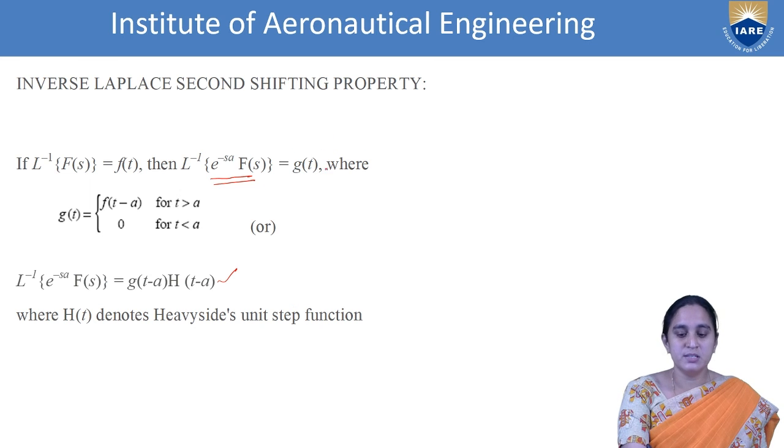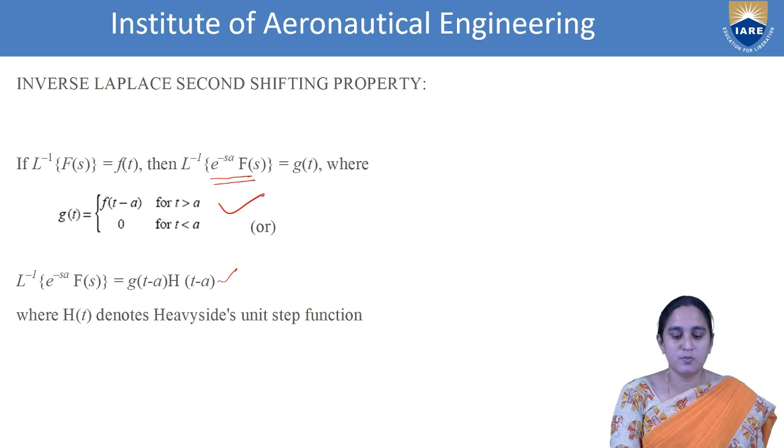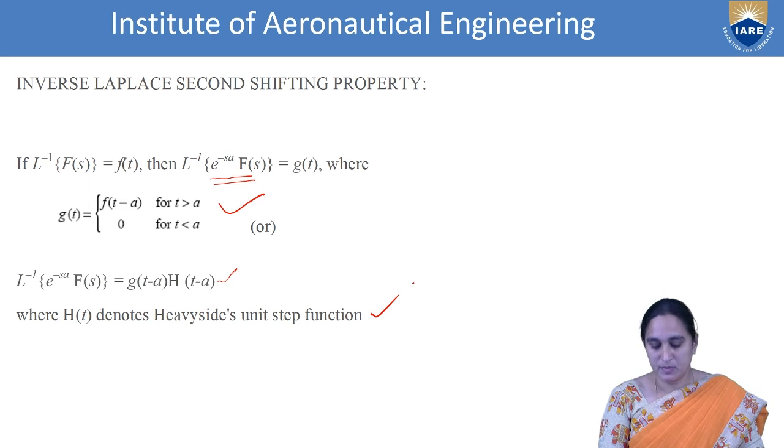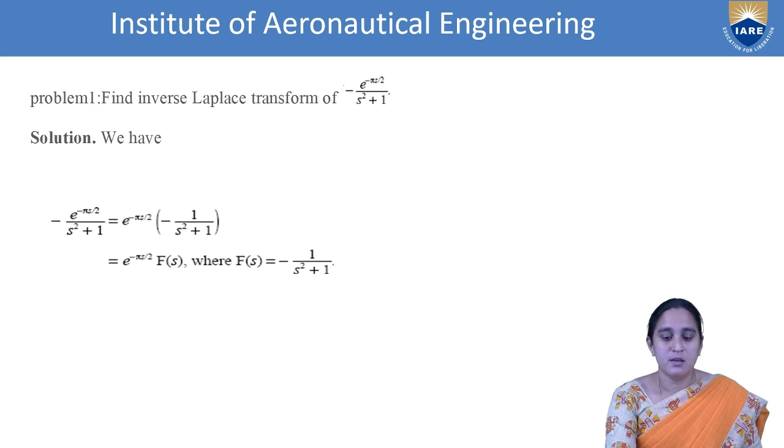If you are using the second shifting property, the formula of g of t is f of t minus a for t greater than a, 0 for t less than a, or simply write f of t minus a into h of t minus a. What is h of t minus a? That is the unit step function. Now I'll explain one related question.